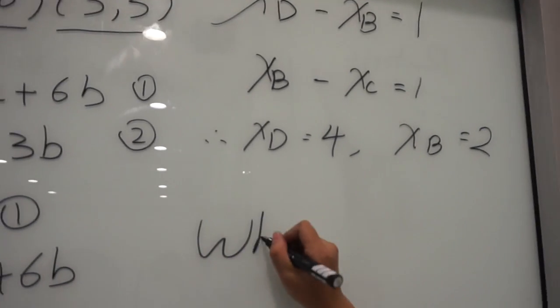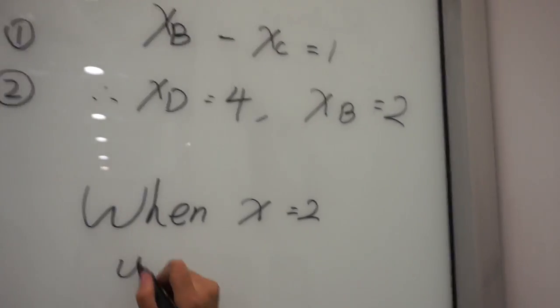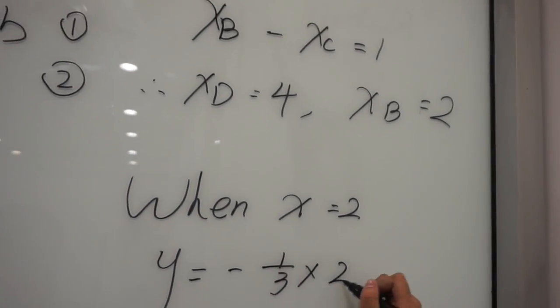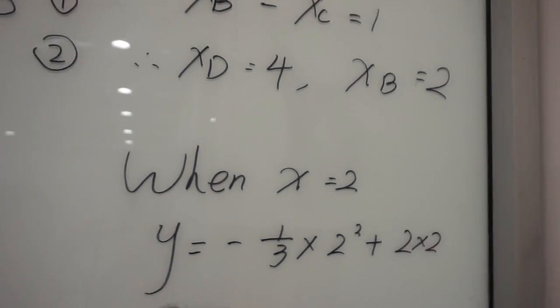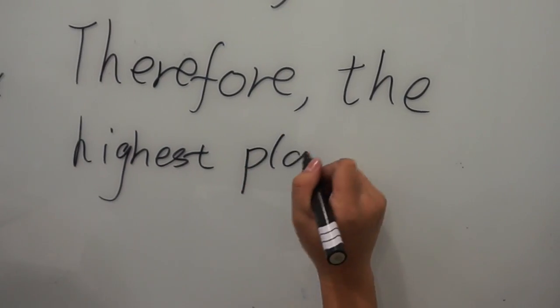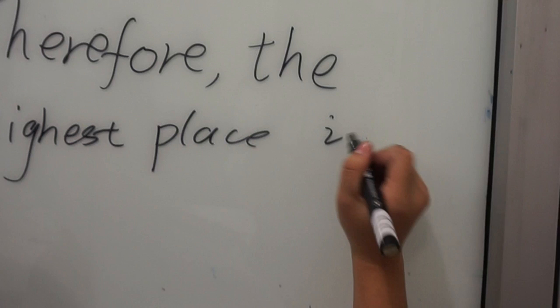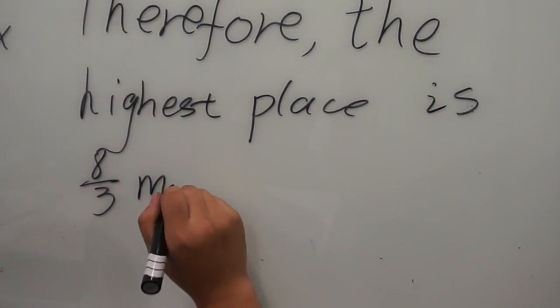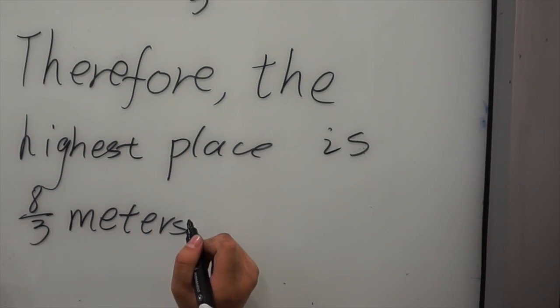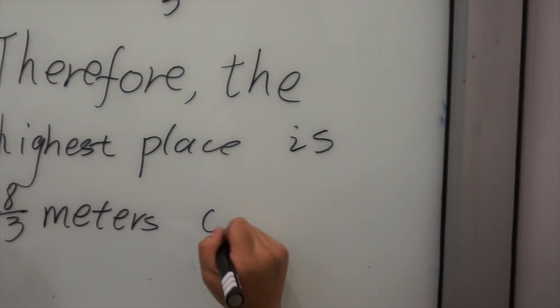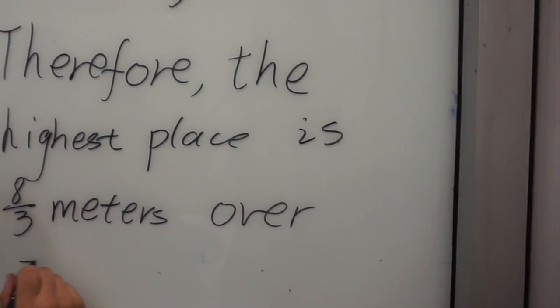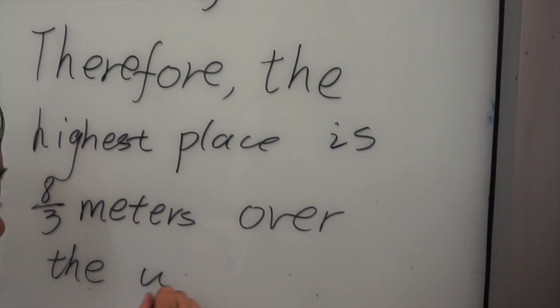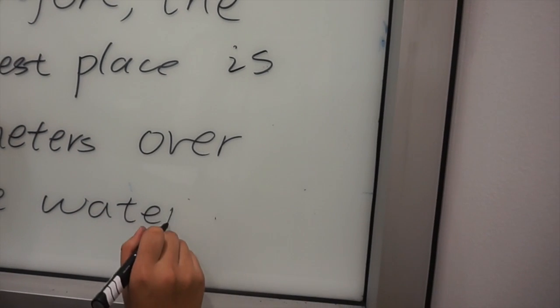From the answer to question 1, when x equals 2, y equals minus 1 over 3 times 2 squared plus 2 times 2, which equals 8 over 3. Therefore, the highest place is 8 over 3 meters above the water. That's the end of solving the question. Thank you.